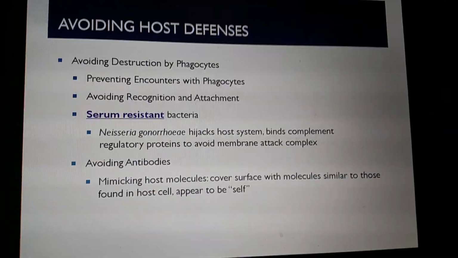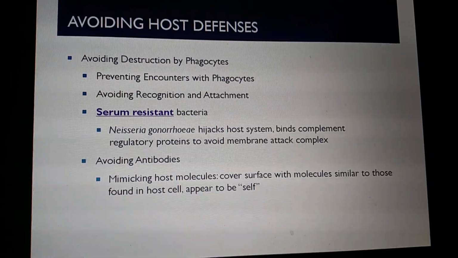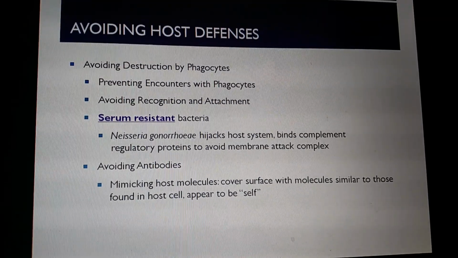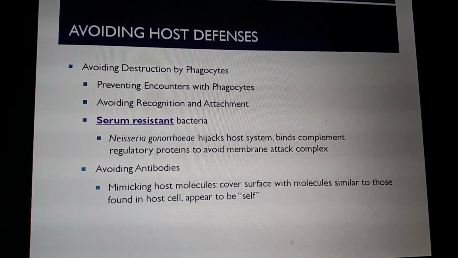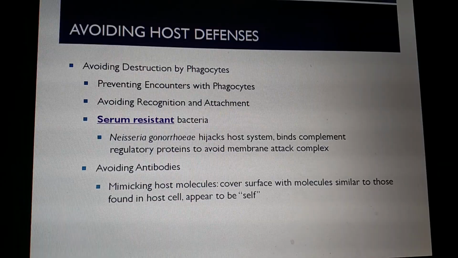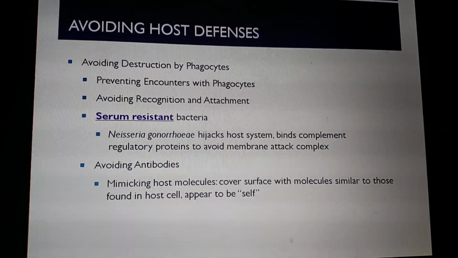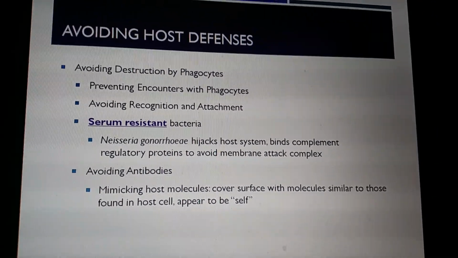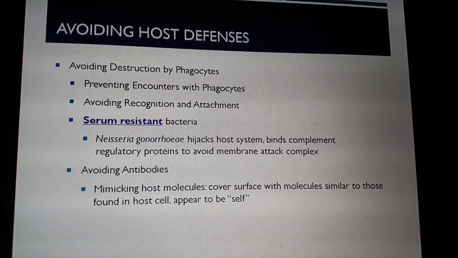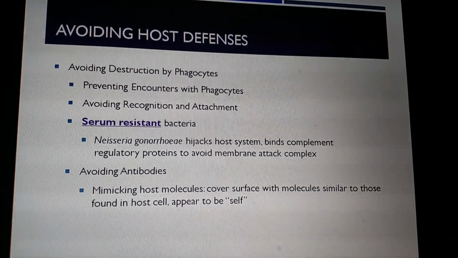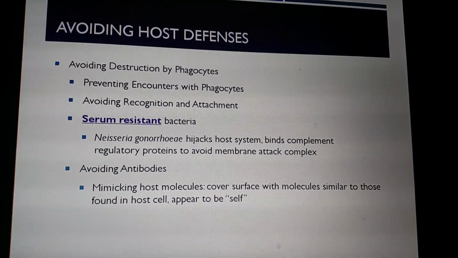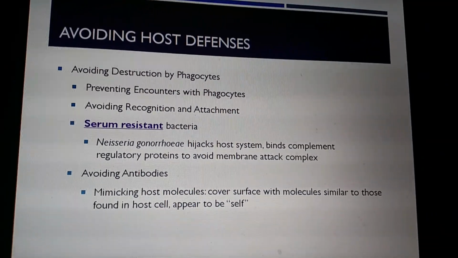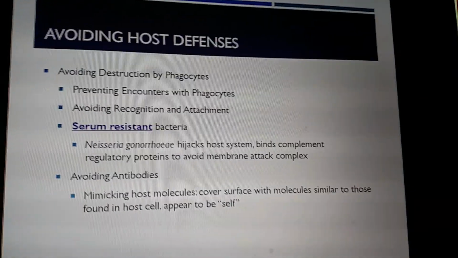Some bacteria can also avoid destruction by phagocytes, so they find ways to avoid them, either by avoiding recognition or preventing attachment. Some bacteria can be serum resistant. Neisseria can actually hijack the host system and bind certain proteins to avoid the attack complexes from recognizing them. Others can avoid the antibodies, so they will actually mimic molecules on the host cell, and they basically will take those recognition proteins, copy them, and then put those copies on themselves to appear as self.